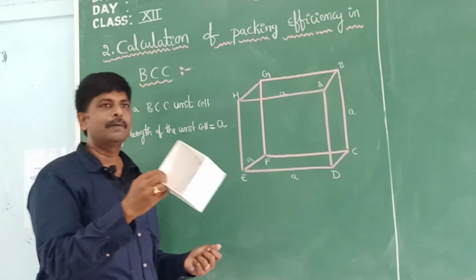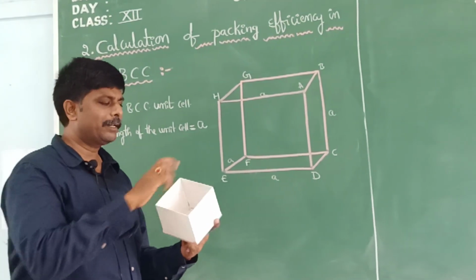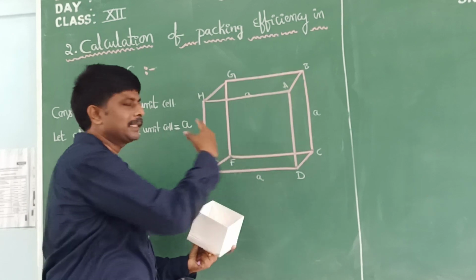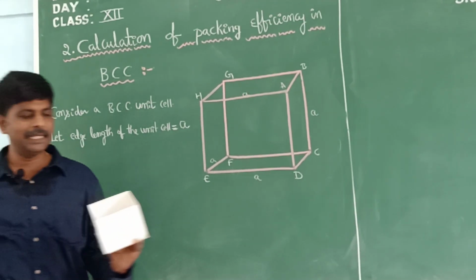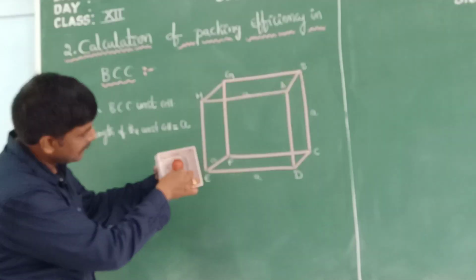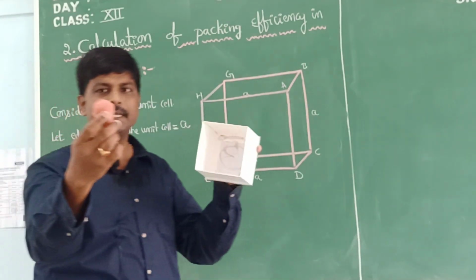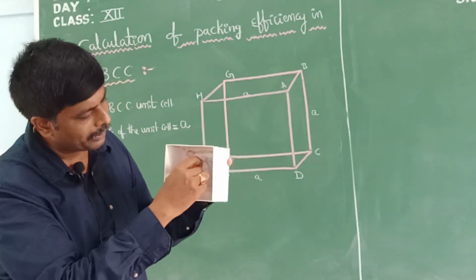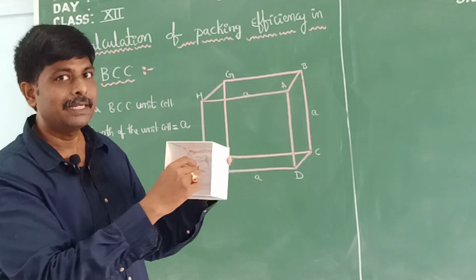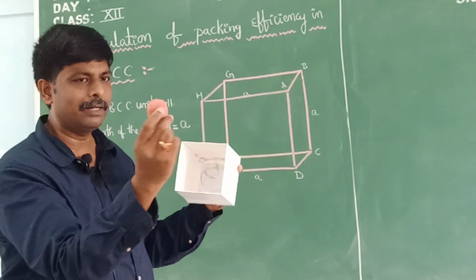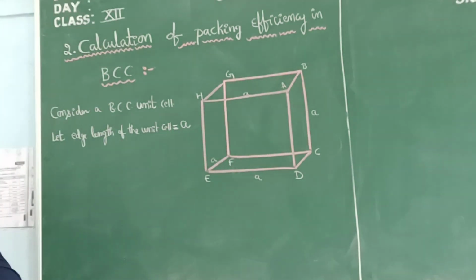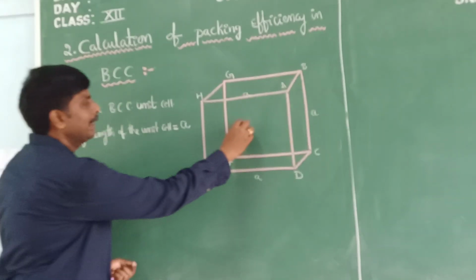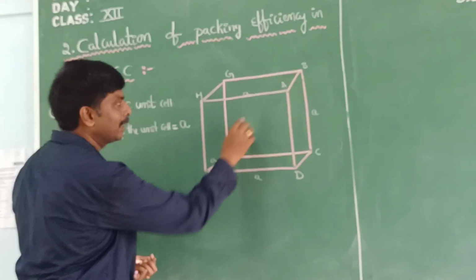Like this, in body-centered cubic, spheres are present at the 8 corners. Along with the 8 corners, one sphere is present at the body center. Like this, one sphere is present at the body center, in between here.